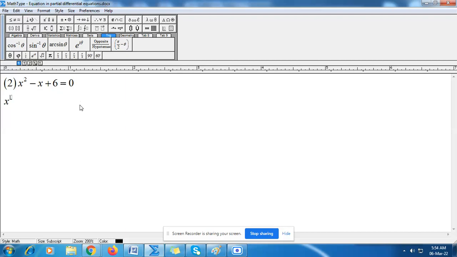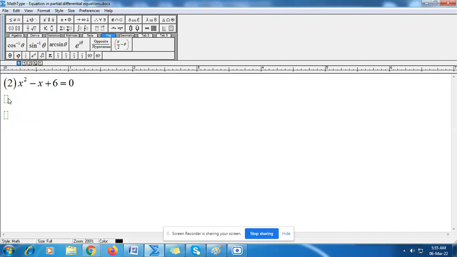First term is as it is and write down 2x minus 3x plus 6 is equal to 0. Here the problem is 2 minus 3 is minus 1, good. But 2 into minus 3 is minus 6. So it is not worked out. So it is not possible to factorize.